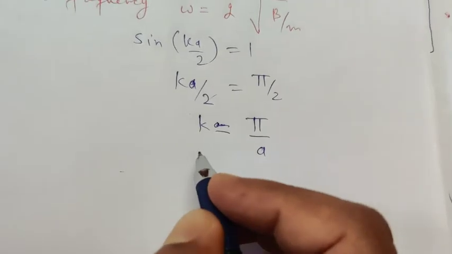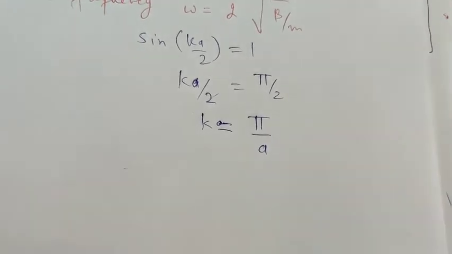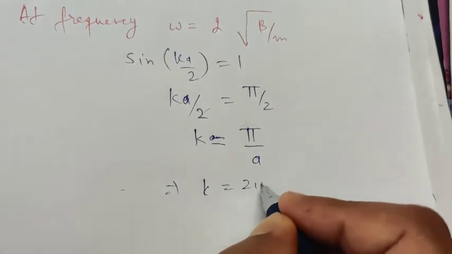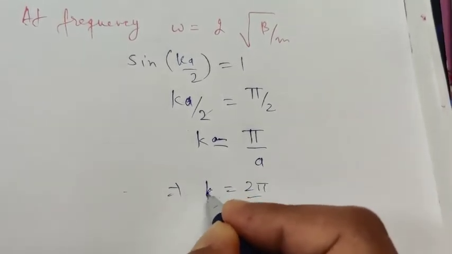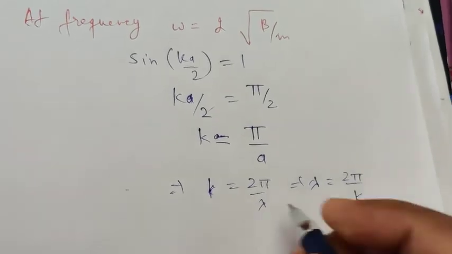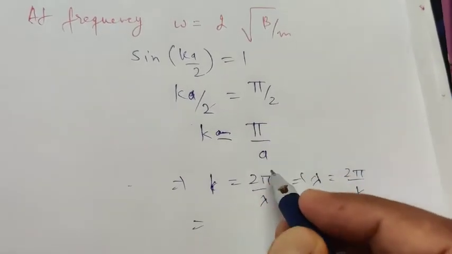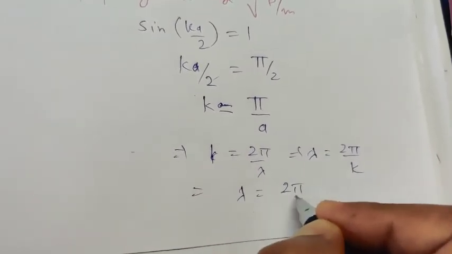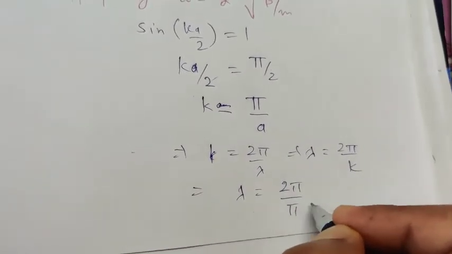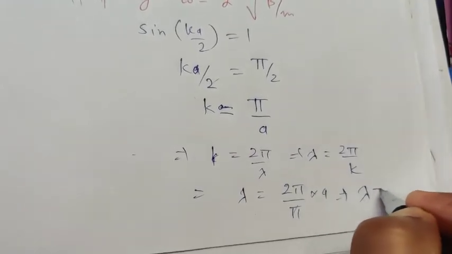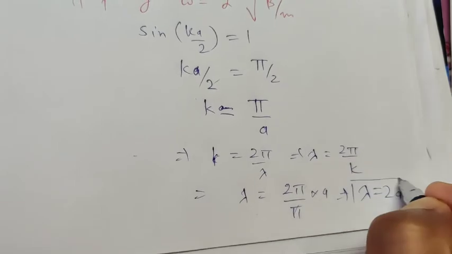so now from here we can calculate the lambda. Since we know that K is equal to 2 pi upon lambda, lambda will be 2 pi upon K. Put the value of K equal to pi upon a. So therefore lambda will be 2 pi, and a will go to the upper side, pi will be cancelled. So therefore lambda is equal to 2a.